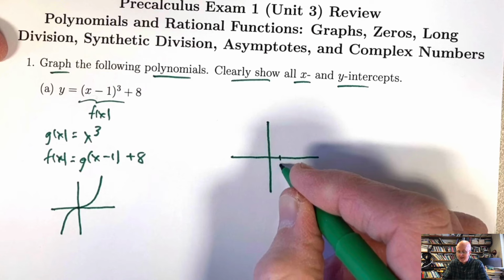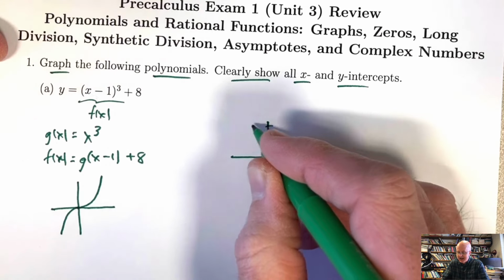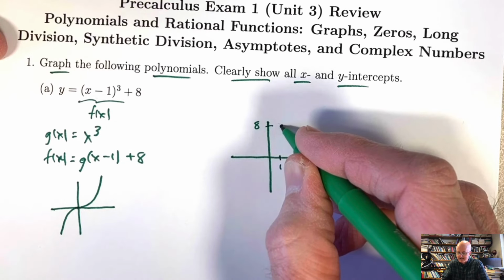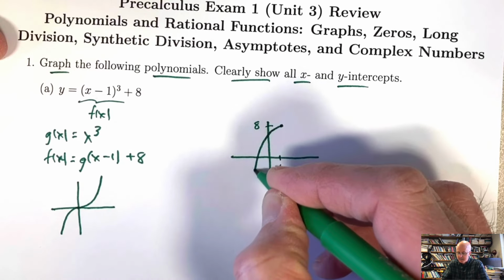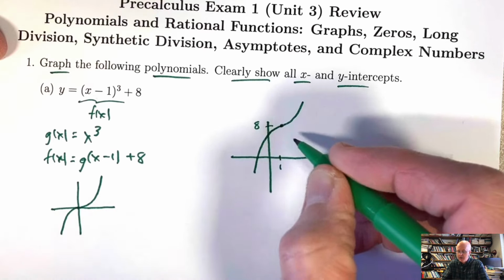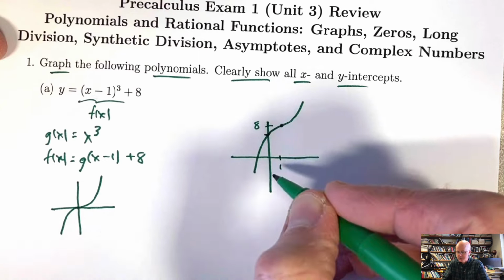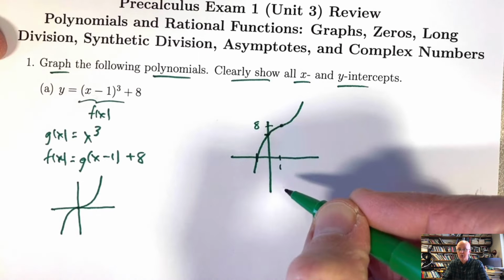So if we mark 1 on the x-axis and 8 on the y-axis, we have, again, this kind of shape that needs to get graphed over here, about like this. But we are supposed to do more here. We need to clearly show what our y-intercept is right there and what our x-intercept is right there.